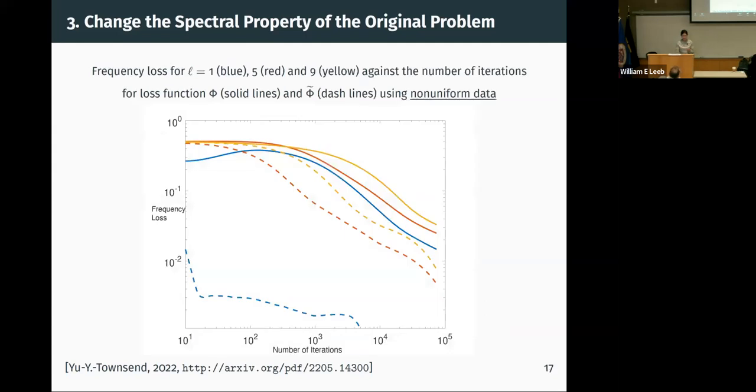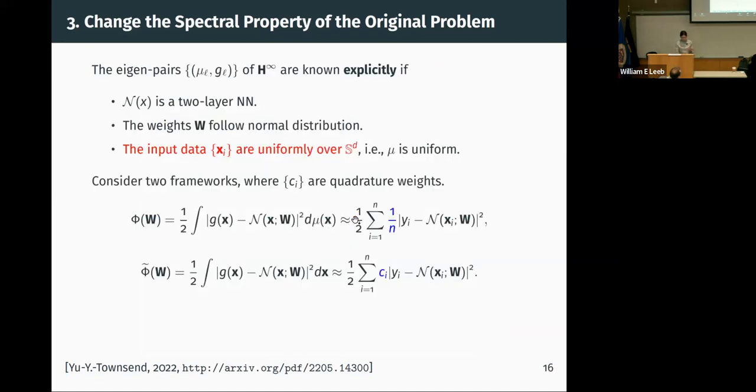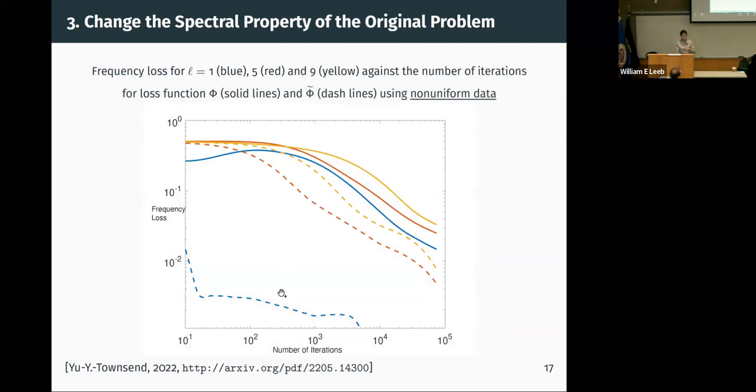As a demonstration, you can see the next slides. The solid ones are phi, corresponding to the first one, the 1/n weight. The dotted ones correspond to tilde. Blue is low frequency, red is middle, and yellow is high. When you have the tilde one, you clearly have scale separation: low frequency converges first in terms of number of iterations and error, and then middle frequency and high frequency. But when you use phi, the original one, with extremely non-uniform data, they just blend in. You don't see the frequency gap anymore. So that's a demonstration: you actually lose frequency bias, this smoothing property of over-parameterized neural networks, if your data is non-uniform.